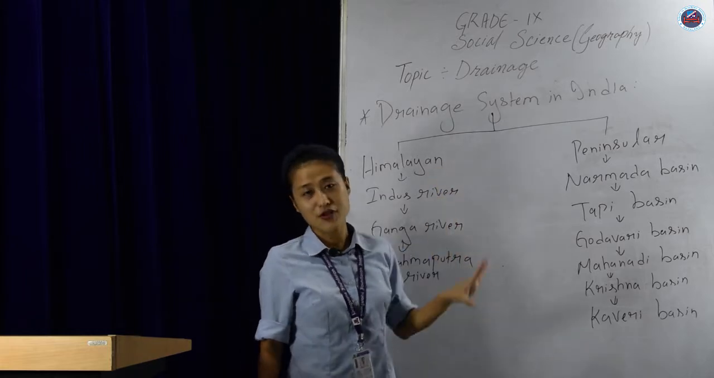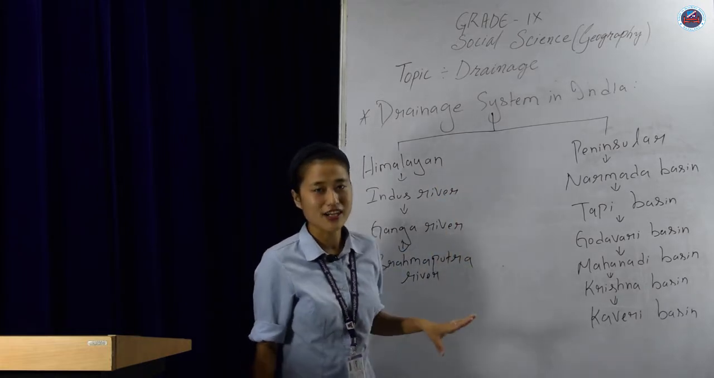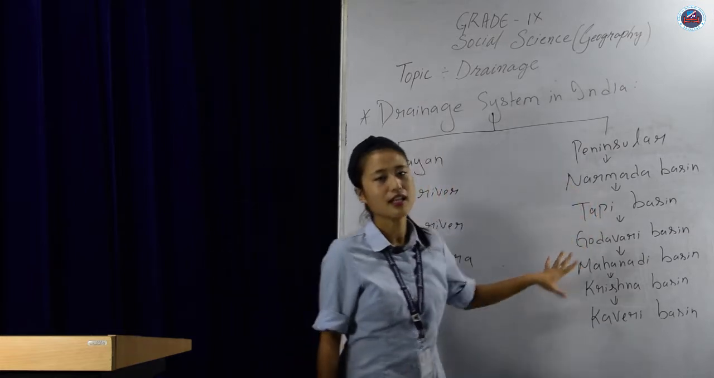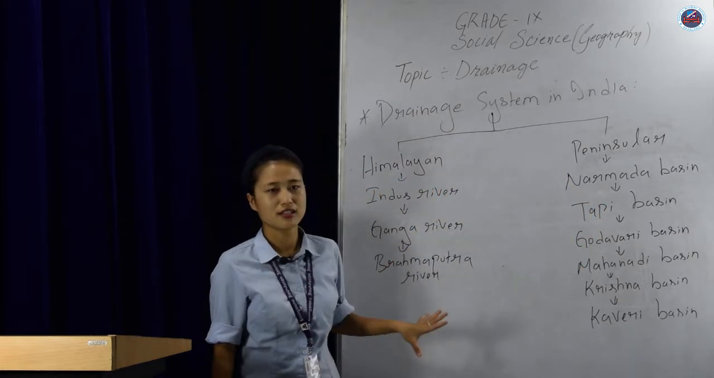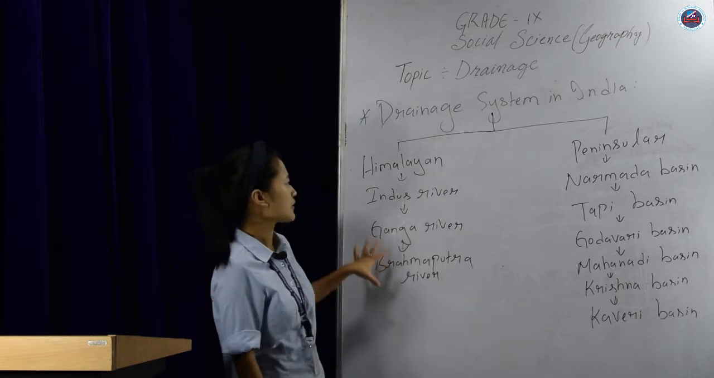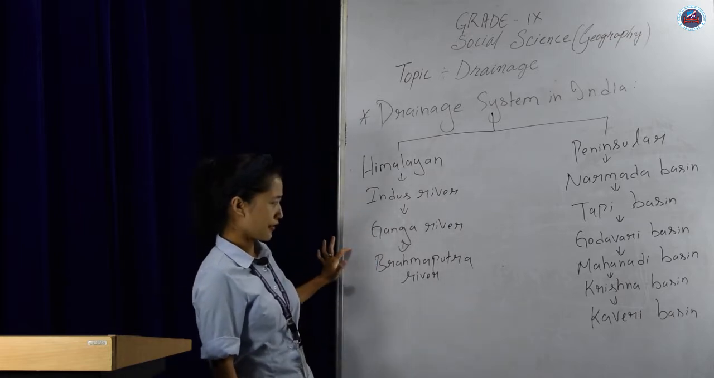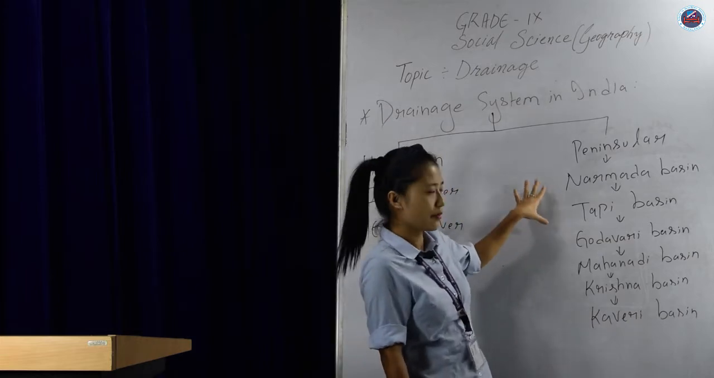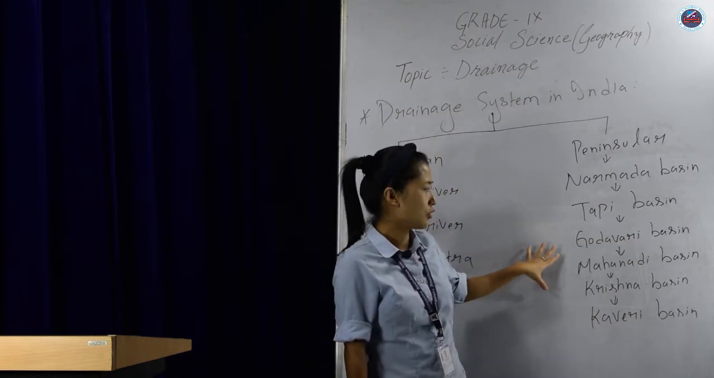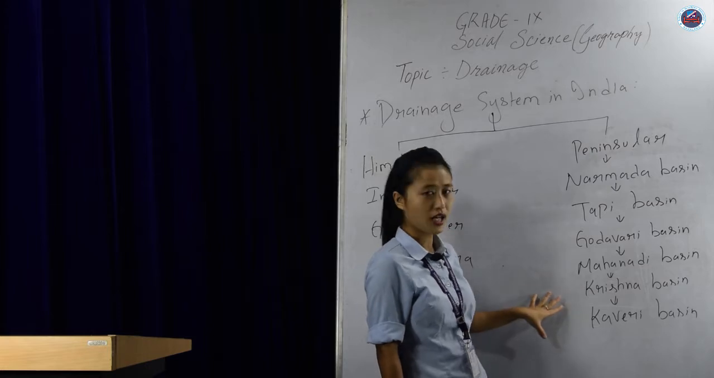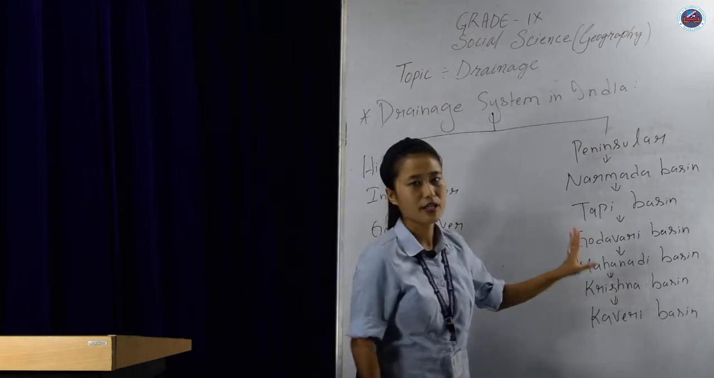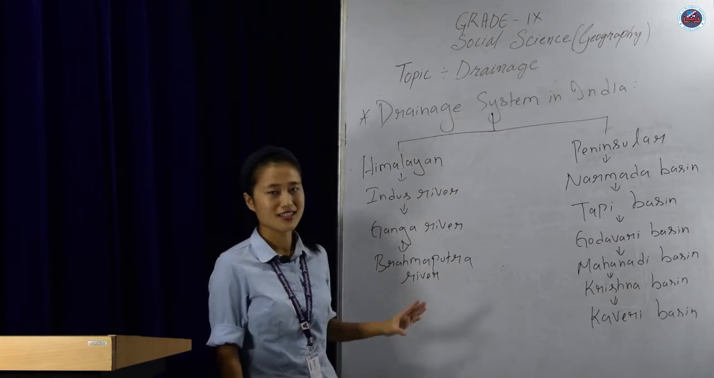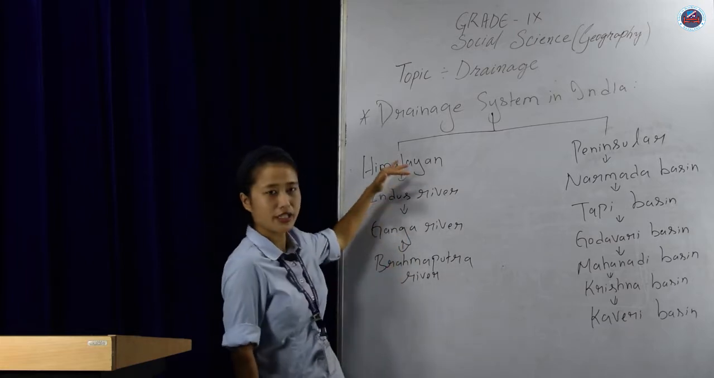Now, the next topic is drainage system in India. The drainage system in India is divided into two phases, Himalayan and Peninsular. The subdivisions under Himalayan are the Indus River, Ganga River, and Brahmaputra River. The peninsular has the Narmada Basin, Tapi, Godavari, Mahanadi, Krishna, and Kaveri. Now, let's study in detail one after another. First, we'll go with the Himalayan.